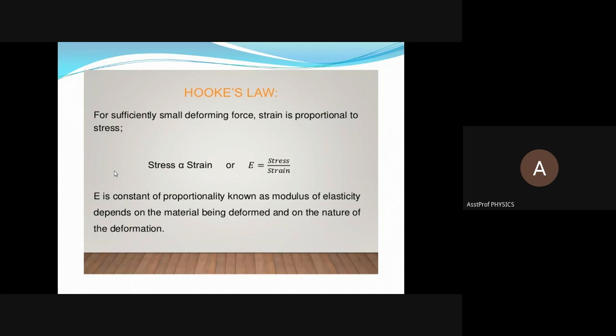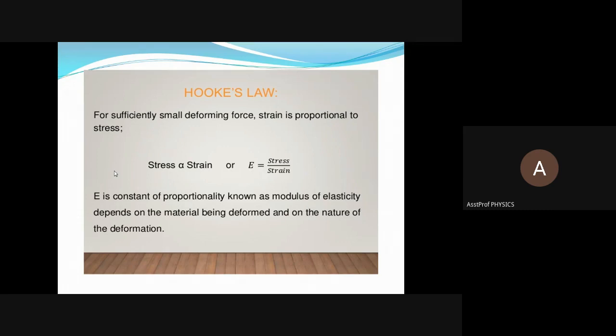So for Hooke's law you have to remember stress is proportional to strain. In a definition, in a sentence, you can write: within the elastic limit, stress is directly proportional to strain. So stress is equal to some constant into strain. That constant of proportionality is known as the modulus of elasticity.